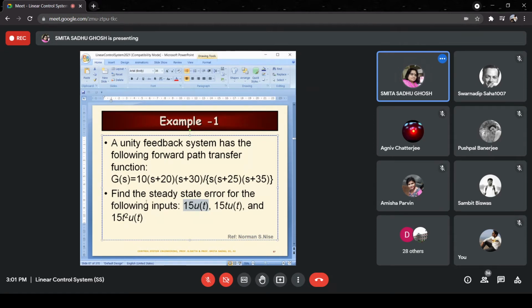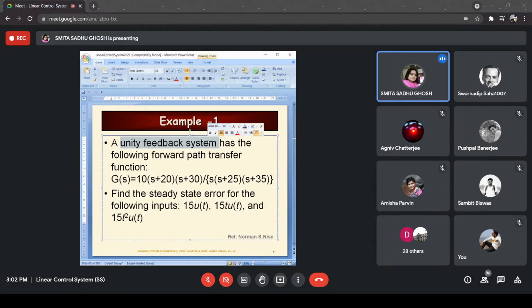Now we'll go one at a time. Find the steady state error for the first one, that is, your input is now 15 u(t), a step of amplitude 15. Your forward path transfer function is given, and it is also mentioned that the system is a unity feedback system. Now you have to find the steady state error for 15 u(t). Can you do it and tell me how to do it?